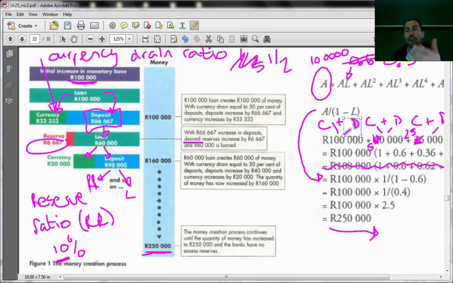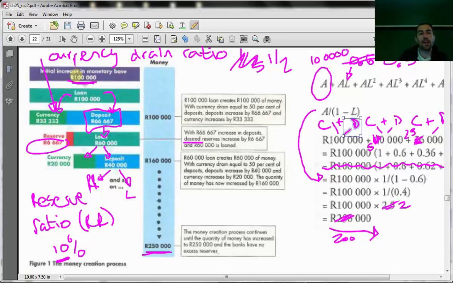And if it's 0.5, what would the value of this money multiplier be? It would be 1 divided by 1 minus 0.5, which is 1 divided by 0.5, which would be 2. 100,000 times 2, would we still have 250,000? No, we now have 200,000. So can you see that when the Reserve Bank increases the required reserve ratio, it decreases the amount of money that commercial banks can make. You got that?